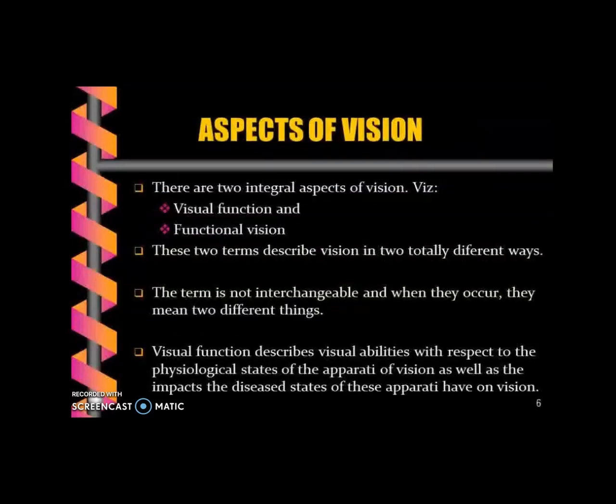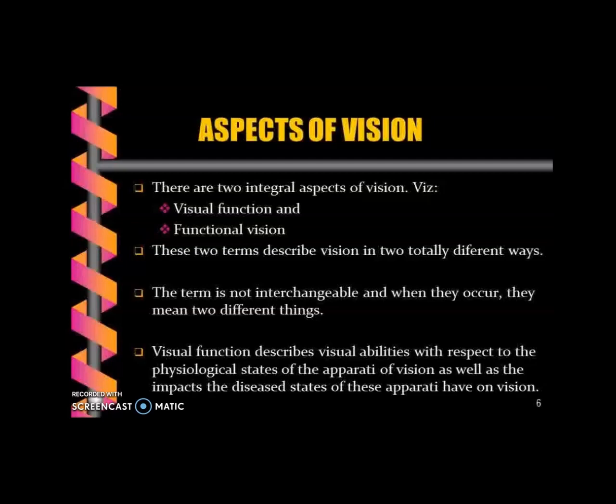Now, we're going to talk about aspects of vision. Remember, we're talking about clinical evaluation and recording of vision. So what aspects of vision are we talking about? There are two integral aspects of vision. We have the visual function and the functional vision. These two terms describe vision in two totally different ways. The terms are not interchangeable, and when they occur, they mean two different things.